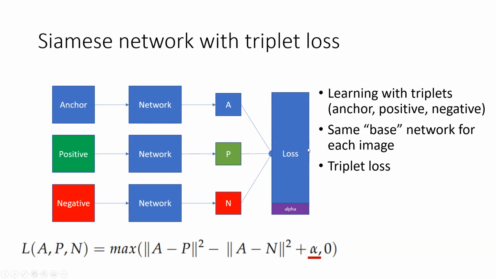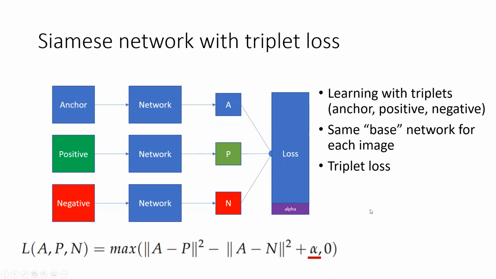Then we calculate the loss using these embeddings, and the loss is calculated in this way. We have a distance between the anchor and positive image, and a distance between the anchor and negative image. As we can see here, the distance between anchor and positive should be as small as possible, and between anchor and negative as big as possible, so that we have the lowest loss.